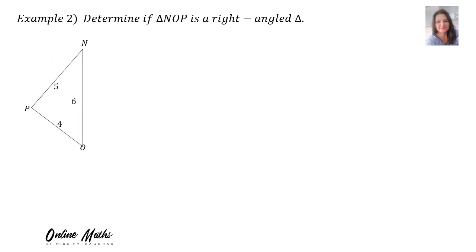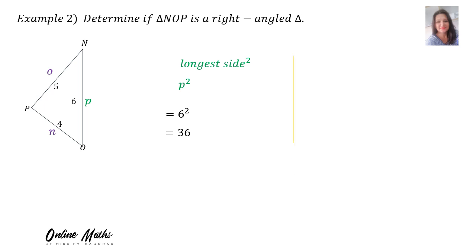Example 2. Determine if triangle NOP is a right-angled triangle. So when we go to the triangle, then this side is little n, this side is little o, and that side is little p. Again, we will start with the longest side squared, because the longest side in a right-angled triangle will be your hypotenuse. So the longest side in this triangle NOP is p squared, which is 6. 6 squared means 6 times 6, which is 36.